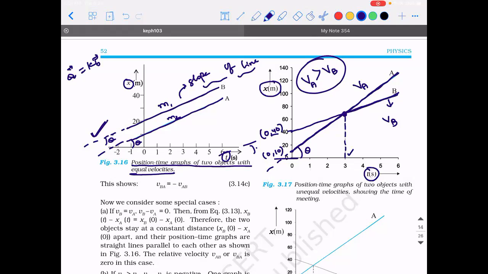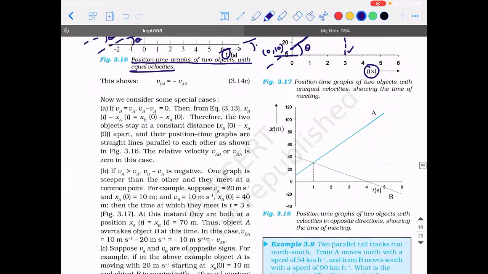You're able to understand, after the point of meeting, the particle A is moving even faster, right? Obviously. No, it is actually moving with the same speed. But after that point, what is happening? Definitely A is going to win the race compared to B. That is the meaning. Clear, guys?